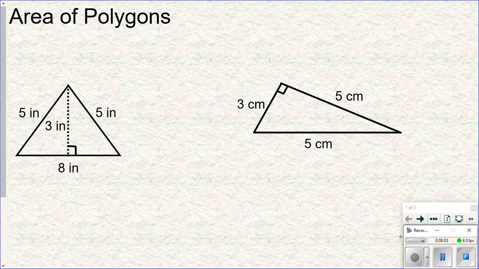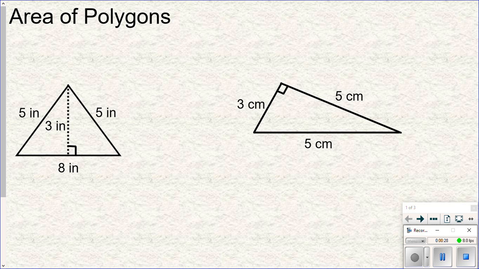In this lesson, we're going to look at the area of polygons and how to calculate those. Now, polygons are closed figures made up of straight lines. So we're going to look at triangles, rectangles, squares, trapezoids, and parallelograms. So if you're just looking for a video on a particular shape, you can fast forward through this until you get to the shape you're looking for.